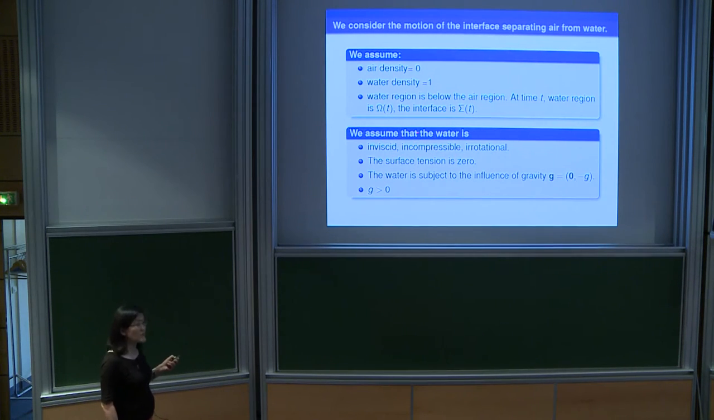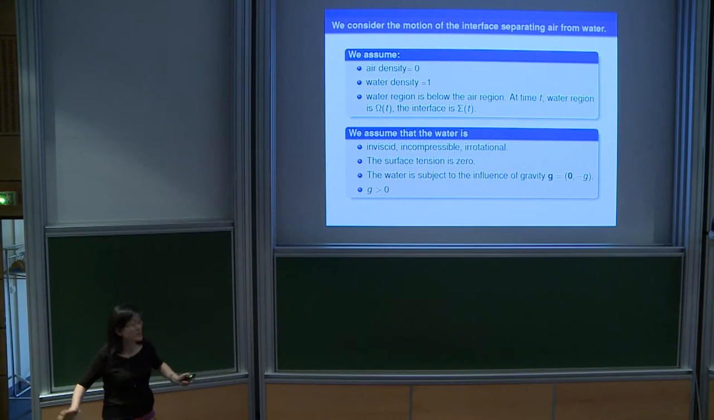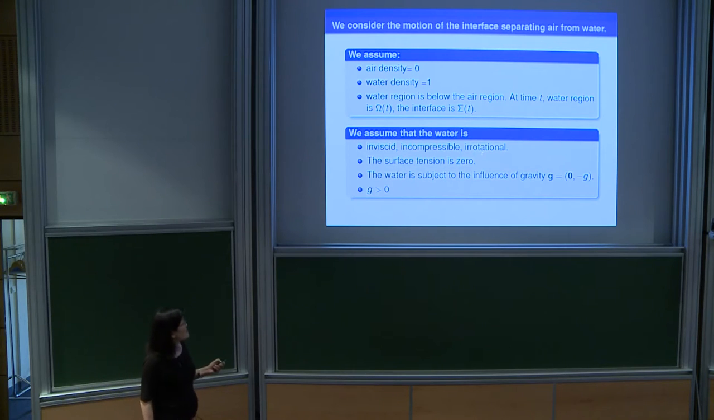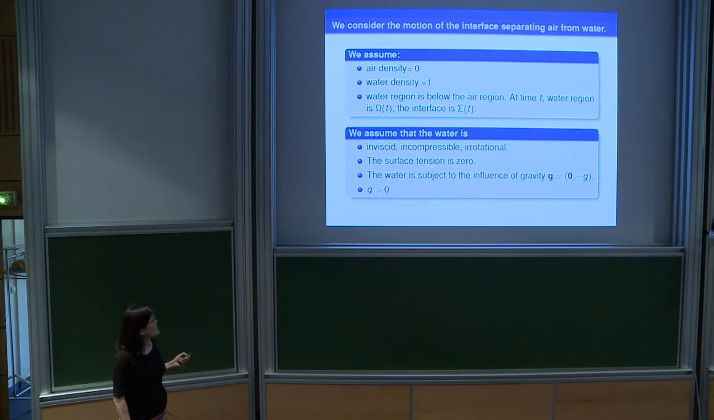Inviscid and incompressible are reasonable assumptions for the water in the middle of the ocean, at this large scale. Irrotational is an assumption; we do have rotational fluids, but here we assume it's irrotational because if the fluid is initially irrotational, it remains irrotational for all time. And we neglect surface tension because surface tension is responsible for the ripples. We only care about the large wave motion, so we neglect surface tension. And there's gravity.